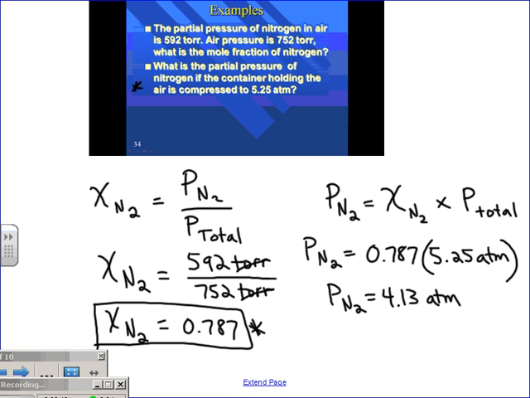Mole fractions have no units, but then that mole fraction can be used to find the pressure of the nitrogen if you know the total pressure, either of the nitrogen in a container or in the atmosphere, whatever the question is asking.